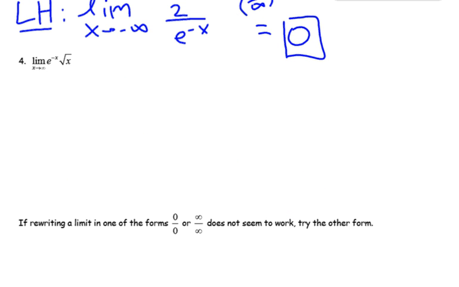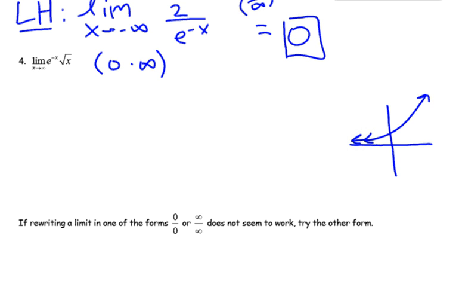Okay, so example 4. The limit as x approaches infinity of e to the -x times the square root of x. Now, off the bat, you should know this is not going to be L'Hopital's rule, because L'Hopital is 0 divided by 0, or infinity divided by infinity. But if you went ahead and plugged in infinity, you would get e to the -infinity. And if you think of e to the x, it looks like this. And so e to the -infinity is actually approaching 0. And then you have that times the square root of infinity, which is infinity.